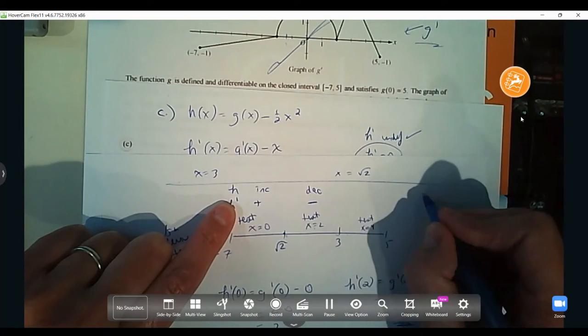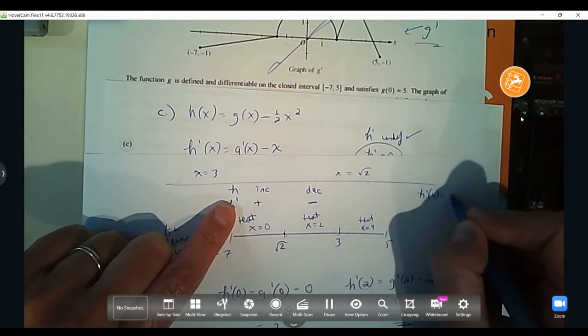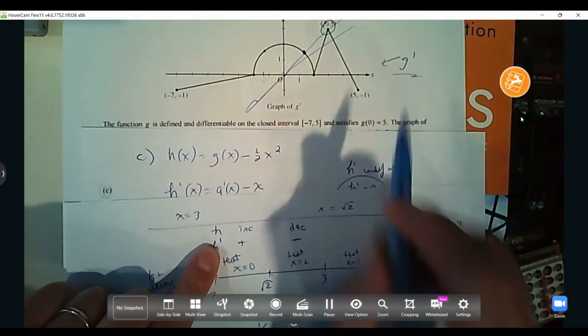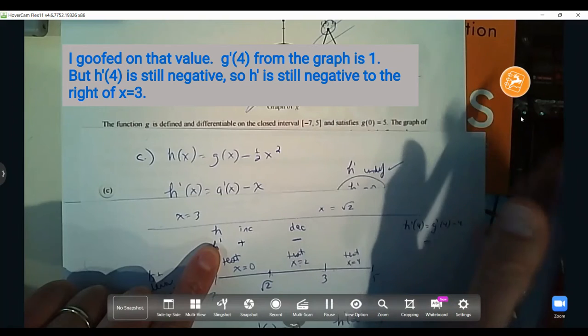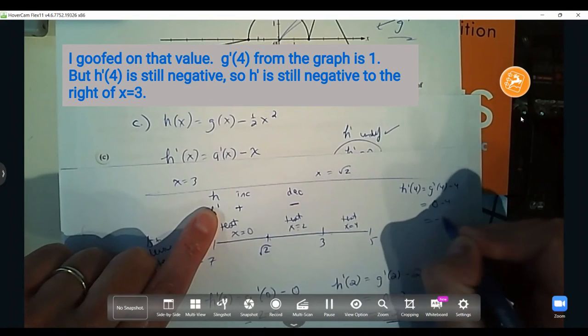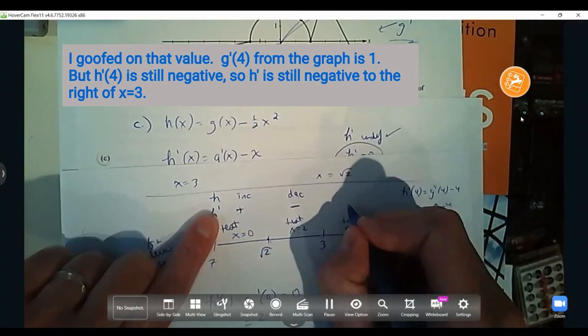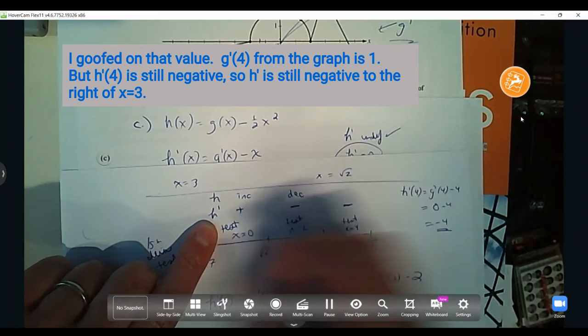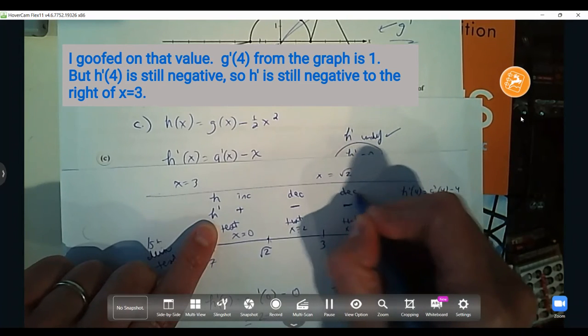And then finally, I'm going to test at x equals 4. So I need g prime of 4 minus 4. And g prime of 4 from this graph is going to be 0. And then you end up with a negative. So for this interval from 3 to 5, you're going to have a negative for h prime, which means the function is decreasing.